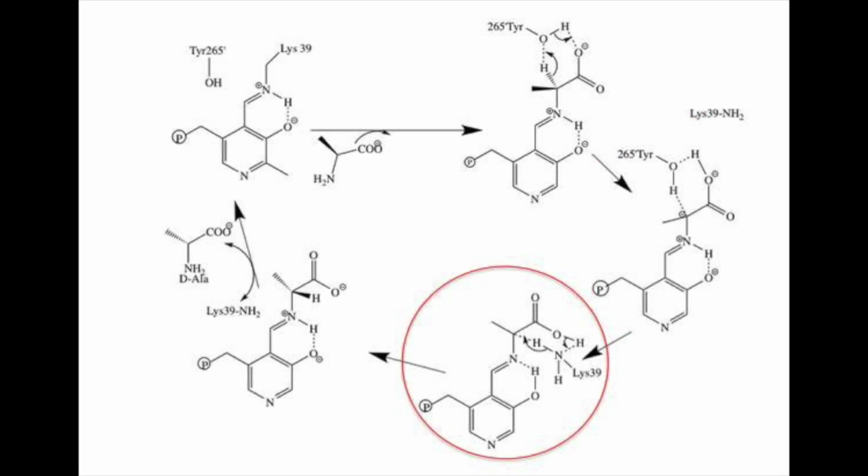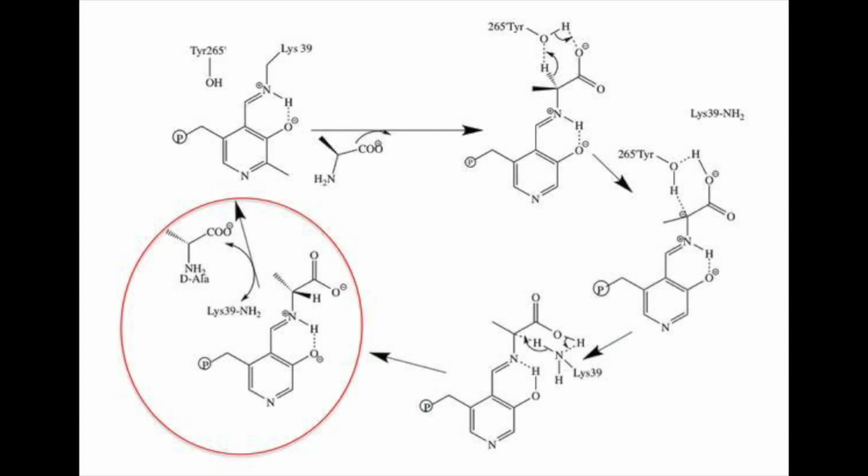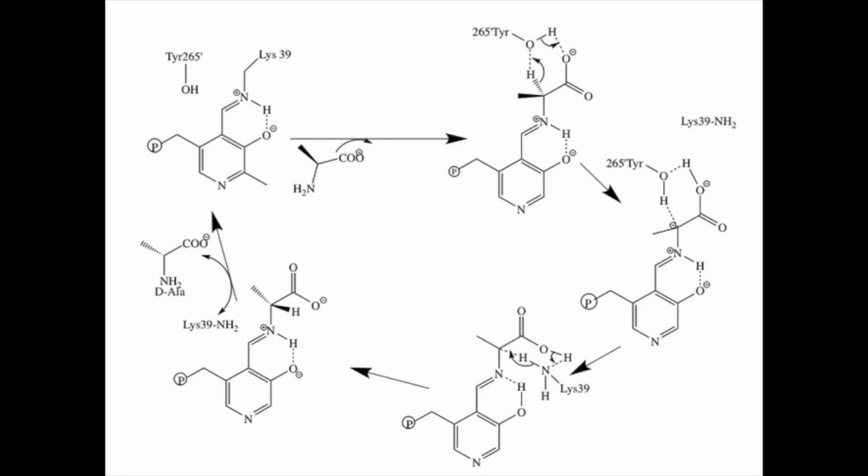Finally, the protonated R group of the lysine protonates the alpha carbon from the opposite side of the original hydrogen, reversing the alanine's chirality when the lysine displaces it. Thus, L-alanine is converted into D-alanine, and the PLP-lysine complex is reformed.